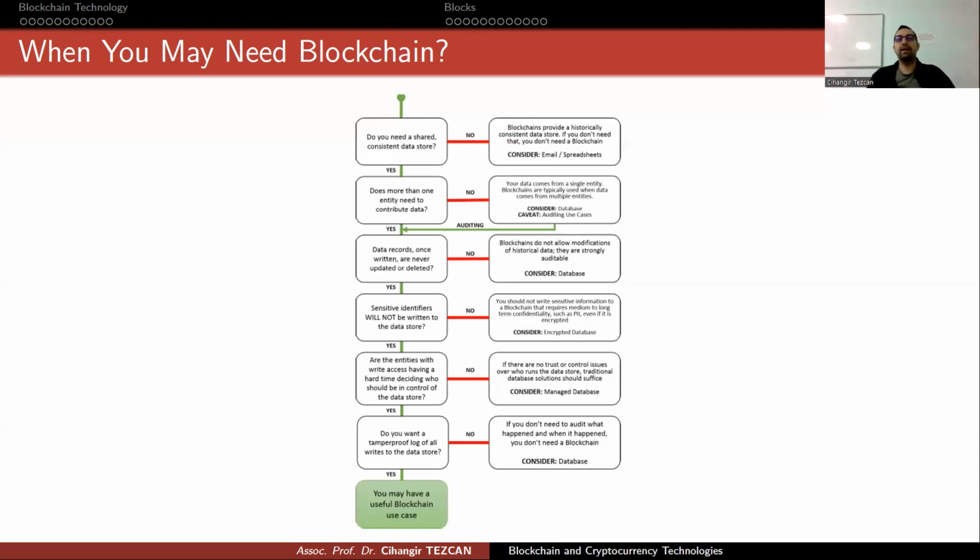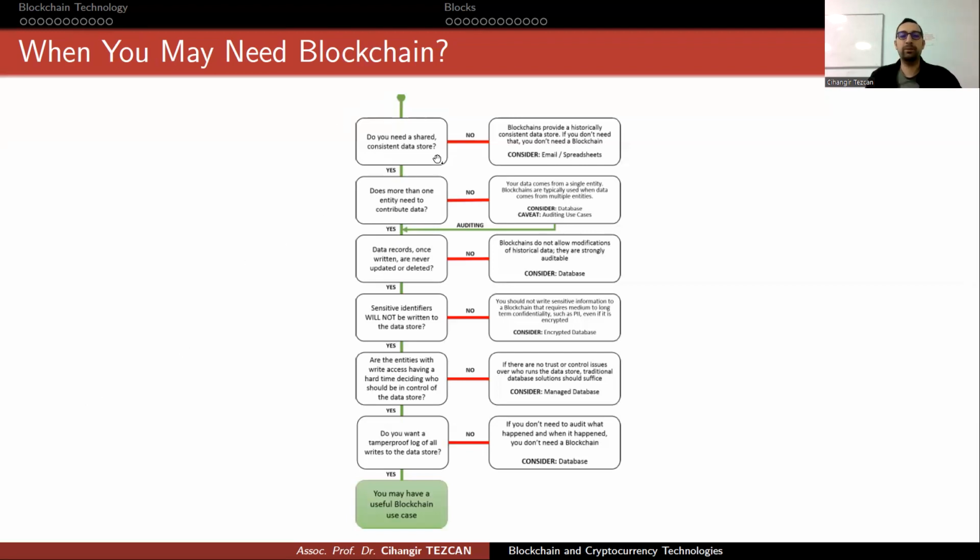So the question is, in what kind of scenarios can I use it? In order to see if a blockchain might be useful, you have to answer yes to all of these questions. So let's start with them. The first question is, do you need a shared consistent data store?